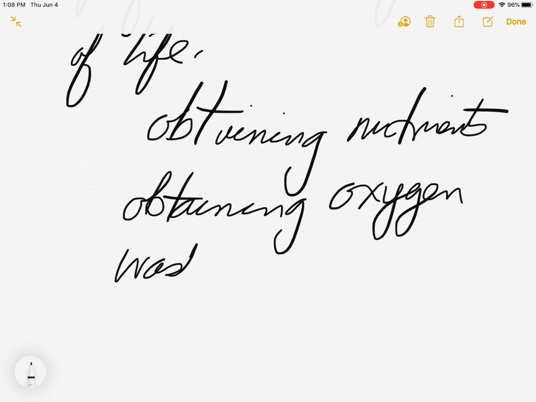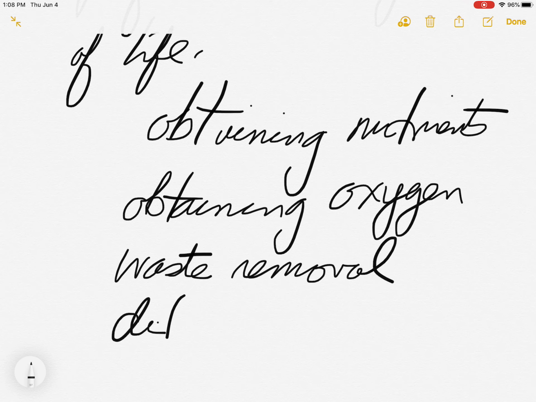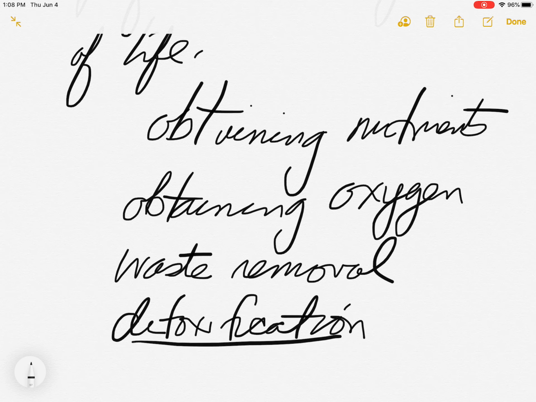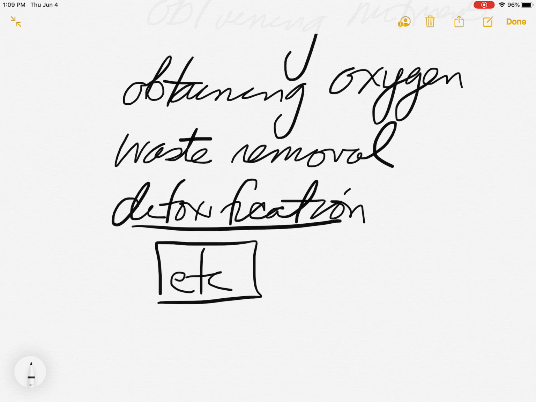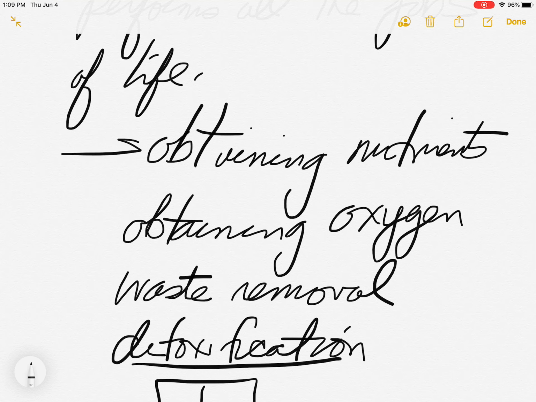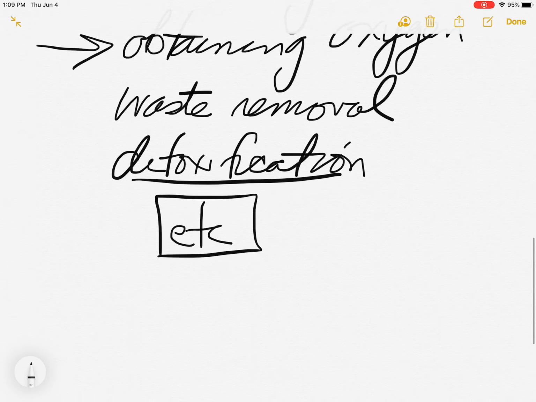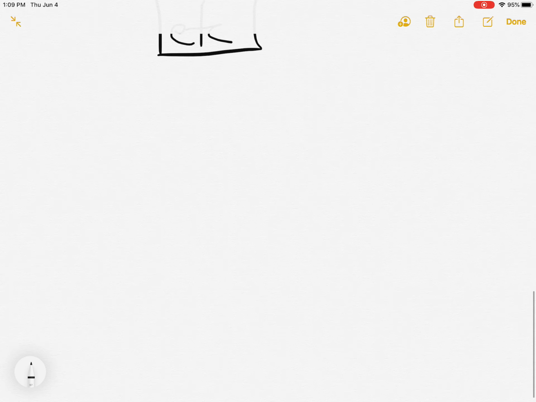And there are other functions. There's waste removal, detoxification. There are substances out there that can be toxic or poisonous, so we have to protect from those, et cetera, et cetera. There's lots of functions. We're not going to be able to study them all. We're going to look primarily at how nutrients are obtained through the process of digestion, and we'll also look briefly at how oxygen is obtained through respiration, and maybe we'll see how much time we have and we can get to some of the others.